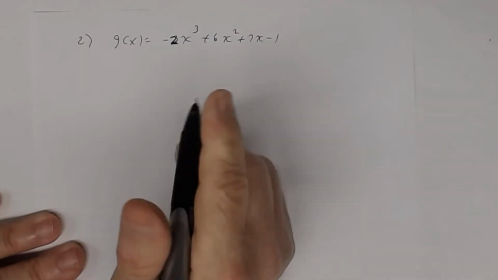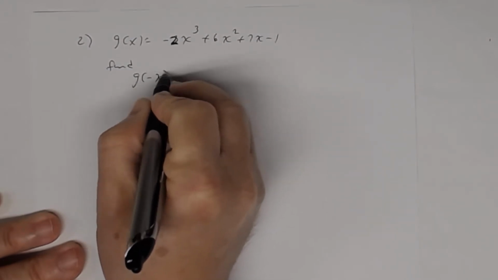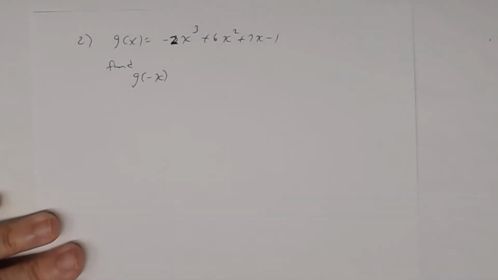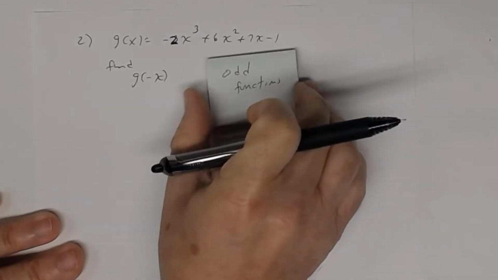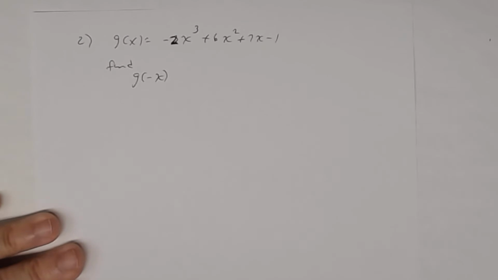And all I want to do is I want to find, in this case, g of negative x. Because that's going to be important later on. So that's going to be important. That g of negative x is going to be important when we talk about odd functions. So g of negative x.